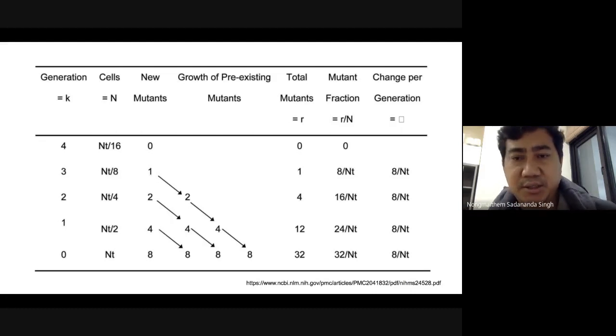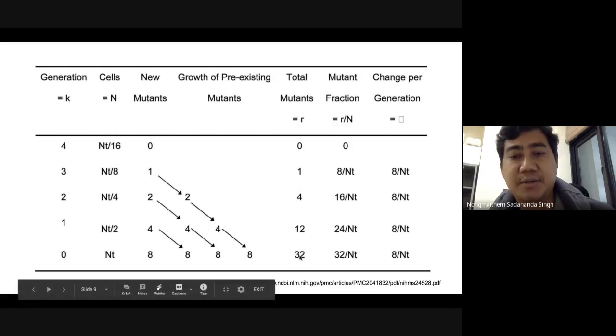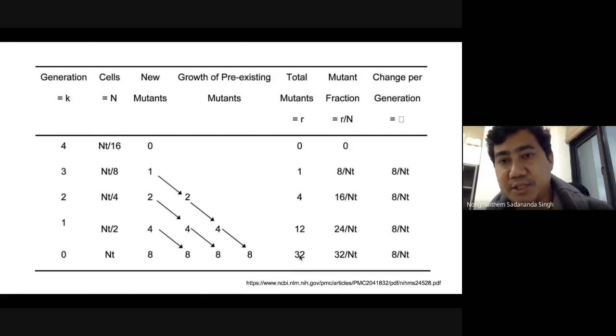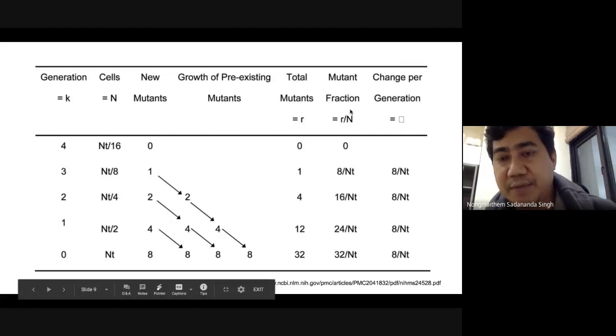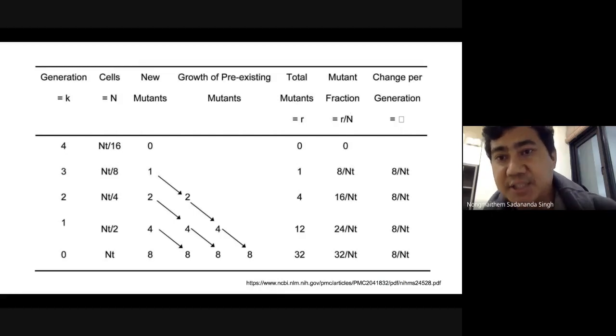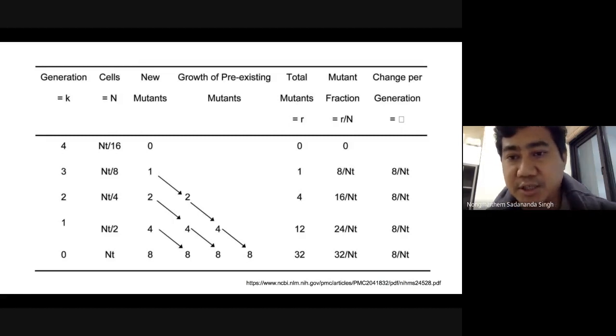So here, if you look at it, the total number of mutants is 1, 4, 12, and 32, depending on the time at which the mutation has happened. To calculate the mutation frequency, you need the total number of mutants, and for each generation, how many mutations have occurred. That will tell you the rate or frequency of mutation for each generation, correct?